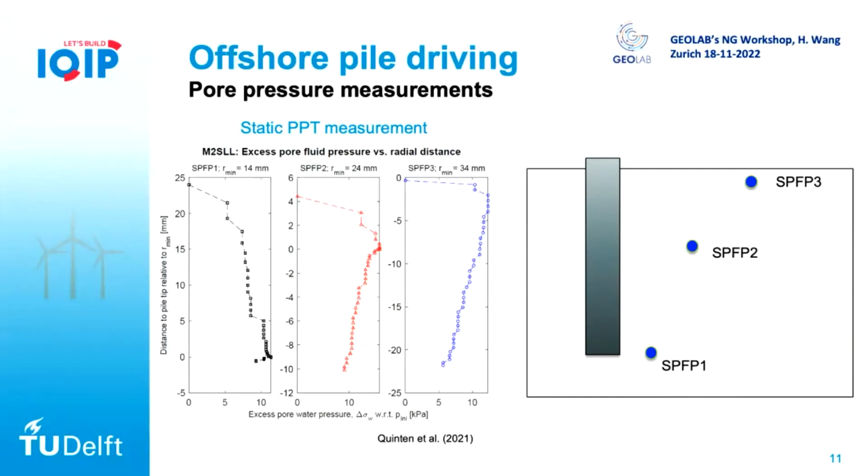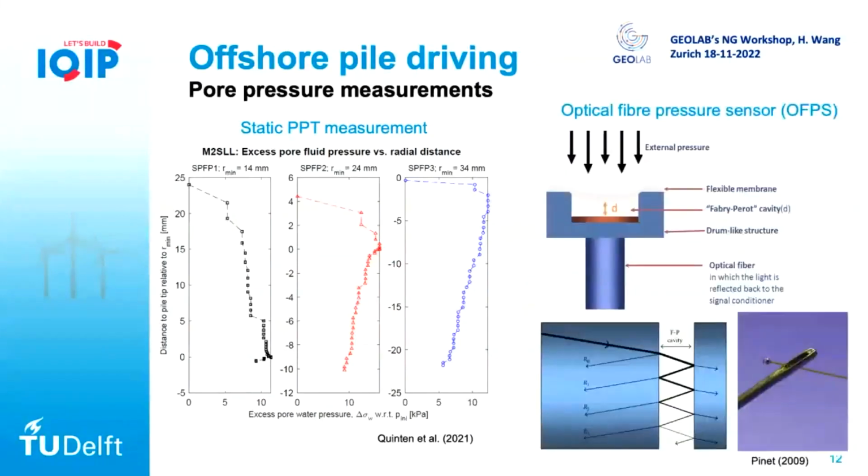But the thing is, the traditional pore pressure sensor is very large. We can only instrument at certain distances, and we don't know what's really happening very close to the pile. So that's why we use this optical fiber pressure sensor. I think Suzanne in the presentation already showed you. But the good thing is it's really tiny. It's like a hair.